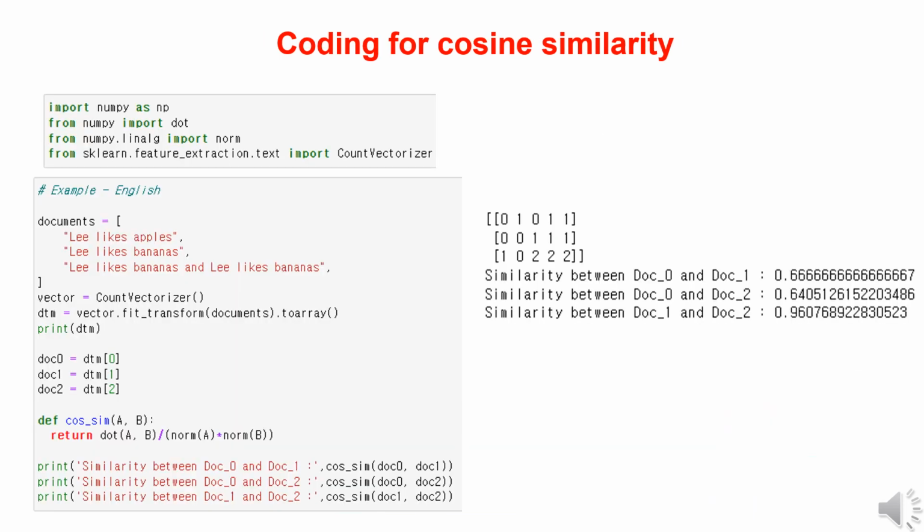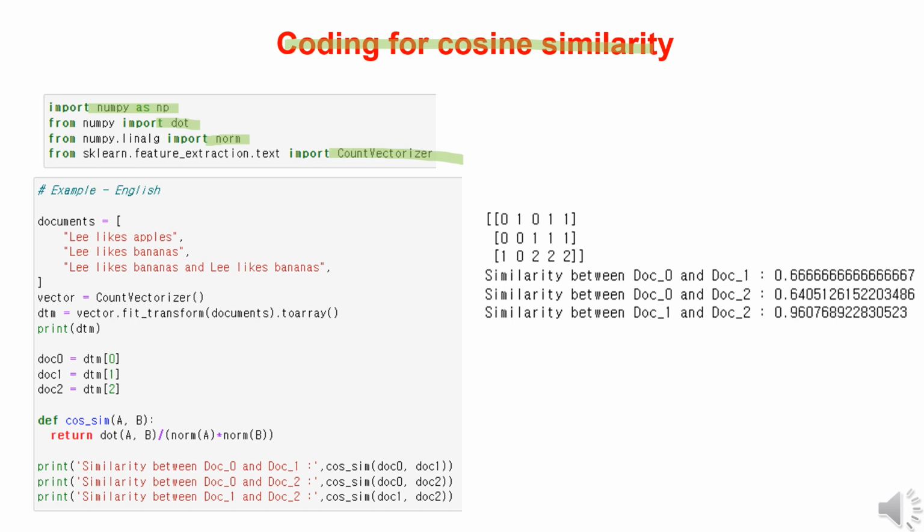Now let's calculate cosine similarity through coding. You can find this Jupyter Notebook file on GitHub and run it yourself. First, we import the NumPy library and the necessary functions for calculating dot products and vector norms, along with the count vectorizer library to numerically represent text data based on word frequencies.